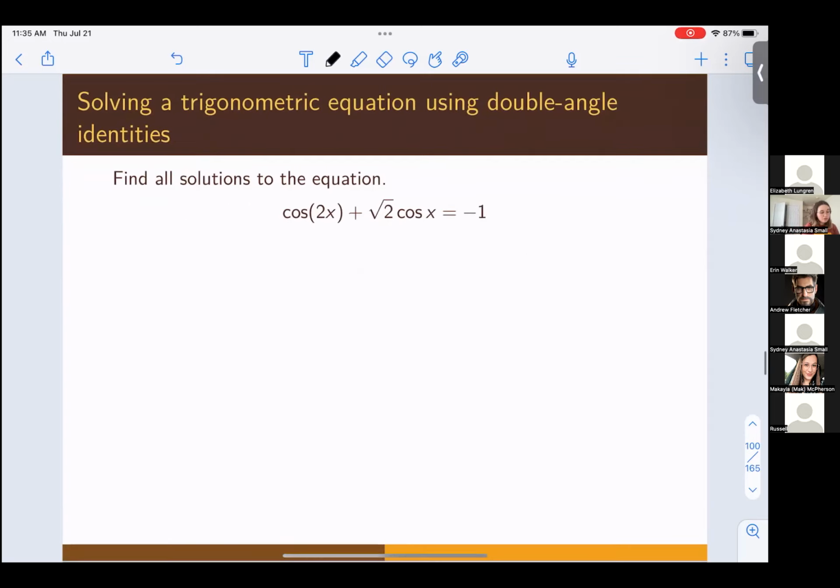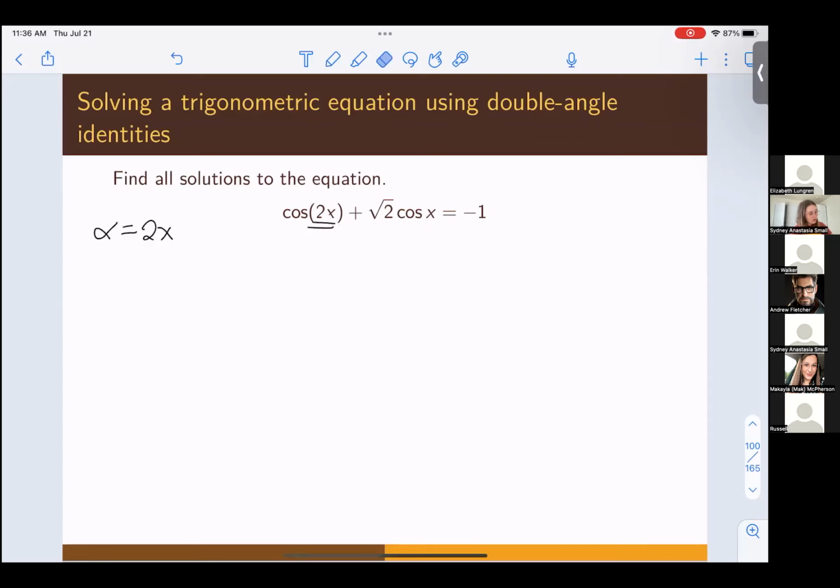And this isn't even a proof, this is just solving an equation. I want to find all solutions to the equation cosine of 2x plus root 2 cosine of x is equal to -1. I can see right away, I probably don't want this 2x in here. In the past when we saw something like this, we'd say, oh, let's set alpha equal to 2x. We can't do that here because there's a 2x here, but there's not a 2x here. So we wouldn't just get to replace everything with alpha. This would end up being alpha over 2 here, which is even messier.